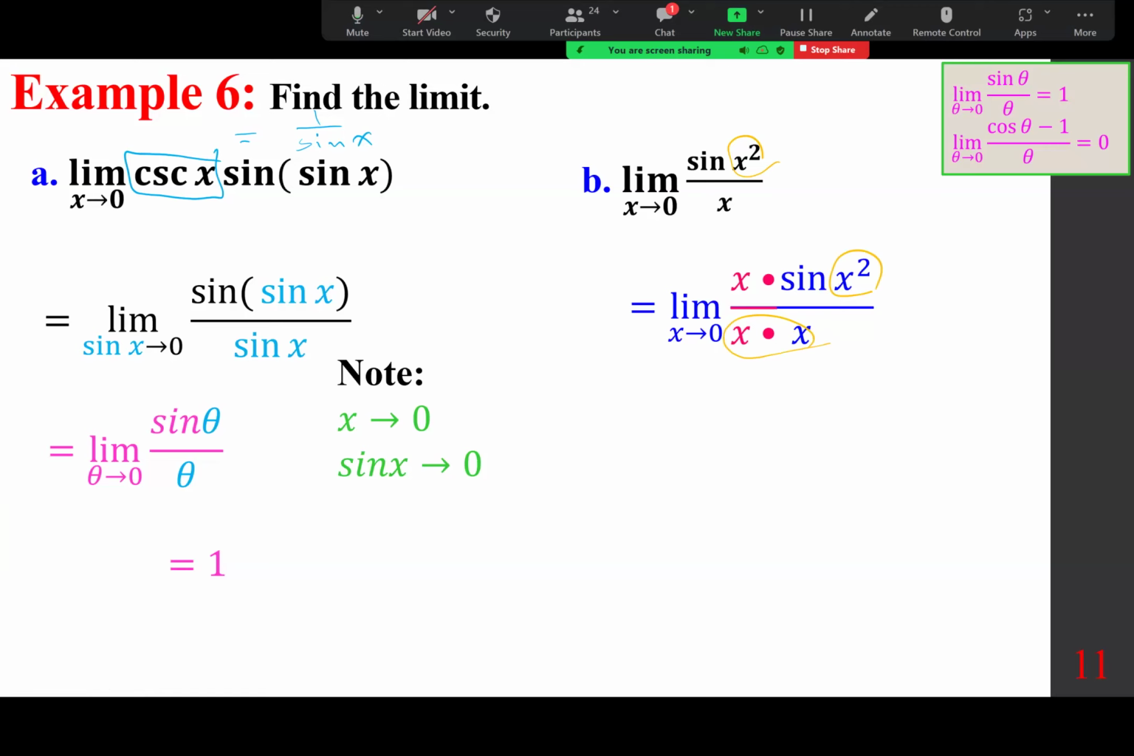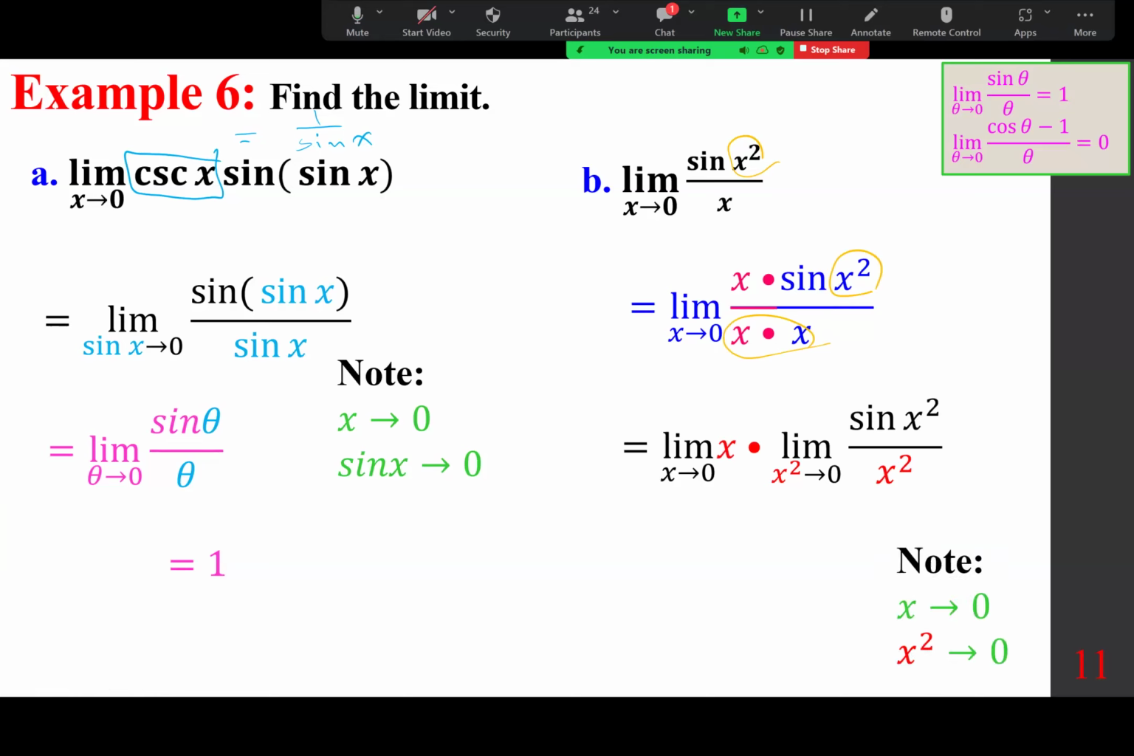Now, we separate them into two limits. The limit of x as x approaches 0 times the limit of sine x squared over x squared as x approaches 0. Please note, when x goes to 0, so does x squared. You can't just change the x to x squared. Because x goes to 0, x squared goes to 0 also, and you want this to be identical to this, for you to use this theorem.